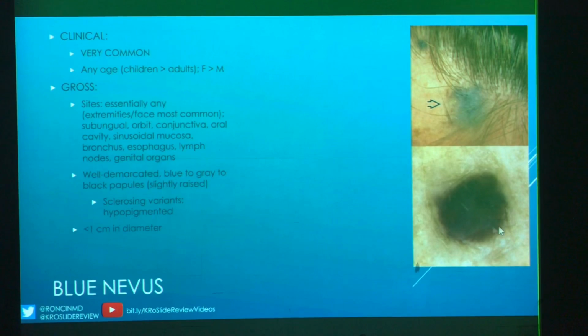And these are very, very well demarcated. You can imagine that they're almost like a coin marking, or like someone took a brown marker and drew this lesion on. They tend to be slightly raised, but there are variants that are hypopigmented, so instead of being very dark, they would be light, and they tend to be relatively small.